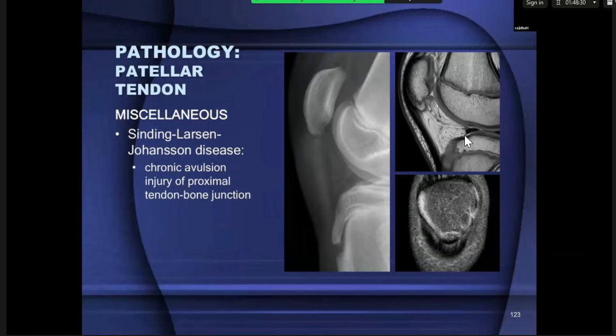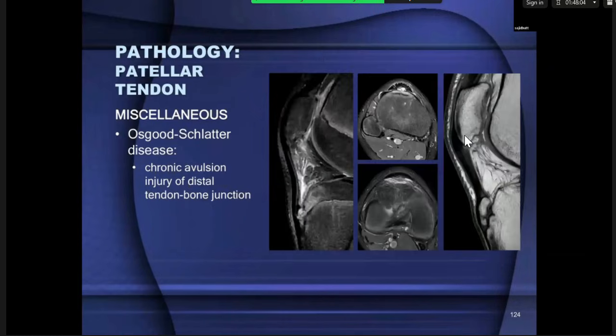You can get stress-related injuries in patients who are in the habit of jumping, like Sinding-Larsen-Johansson disease. It's a chronic avulsion injury of the proximal tendon bone junction. It has been described in patients who play basketball, jumping athletes, and in paradrop soldiers and professionals who do parajumps.